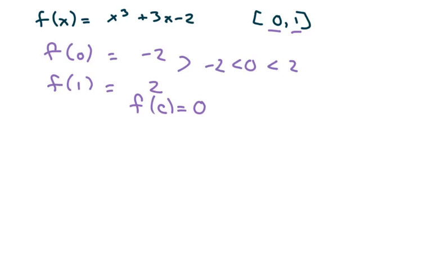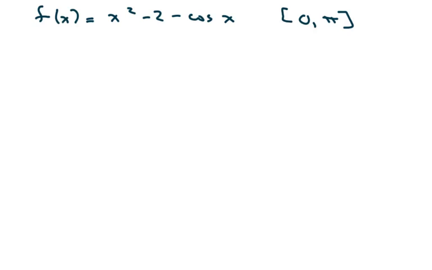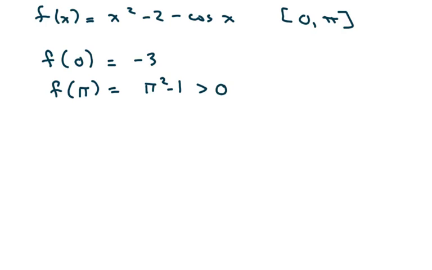Okay. The next one is this one with the cosine, and we're going to do the same thing. We're going to do f of 0 and f of pi. So f of 0 is going to be negative 3, and f of pi is going to be pi squared minus 1, which we know is greater than 0.